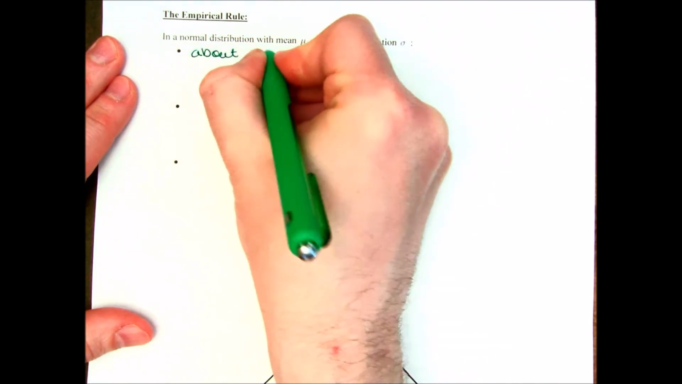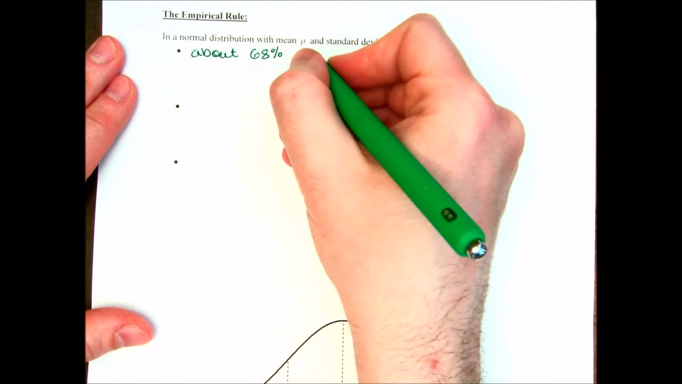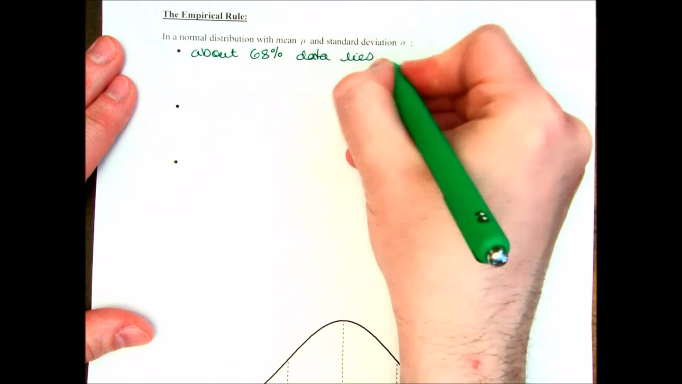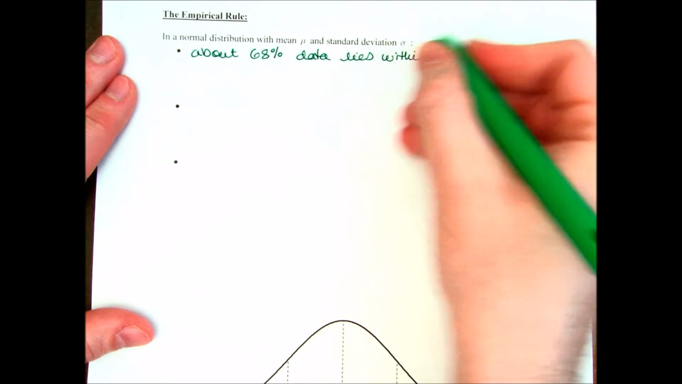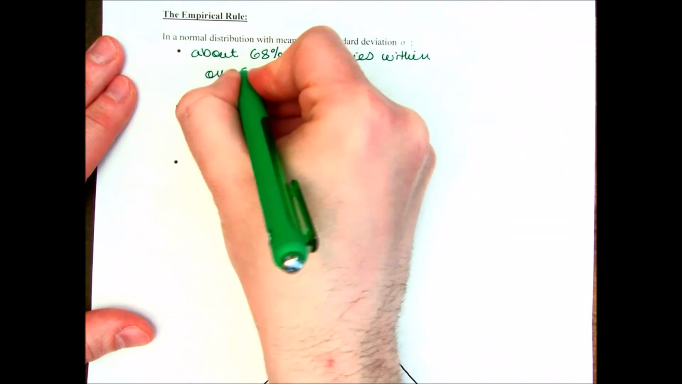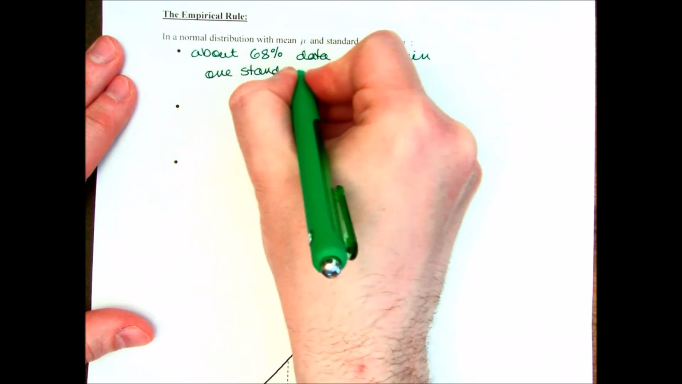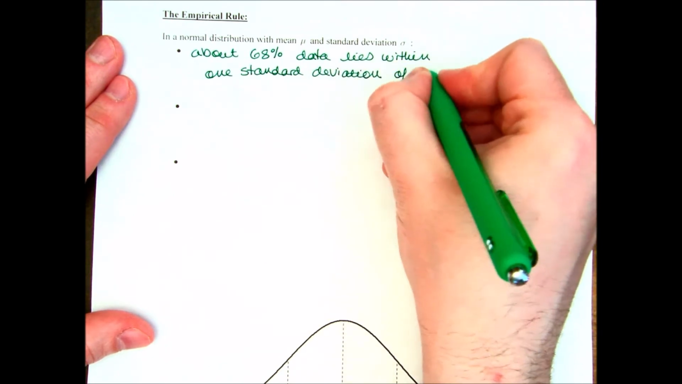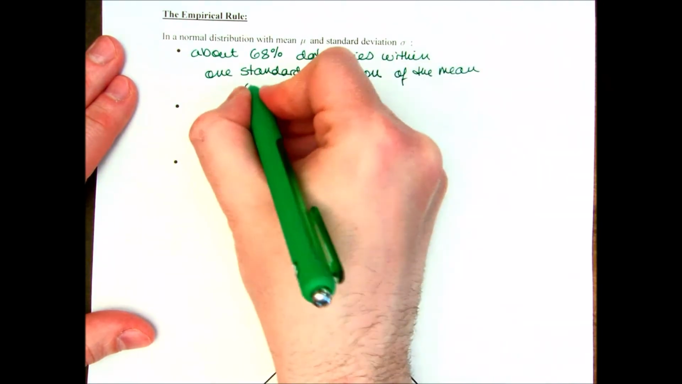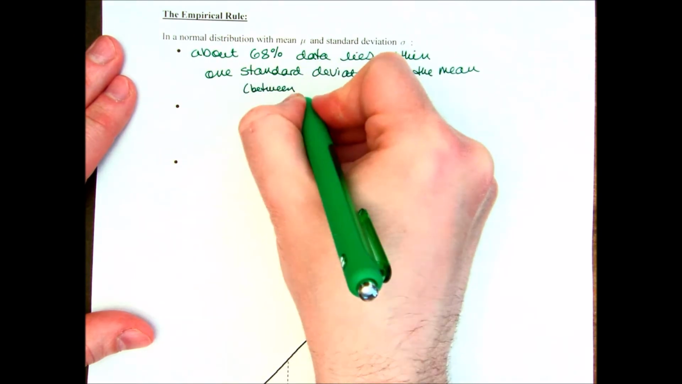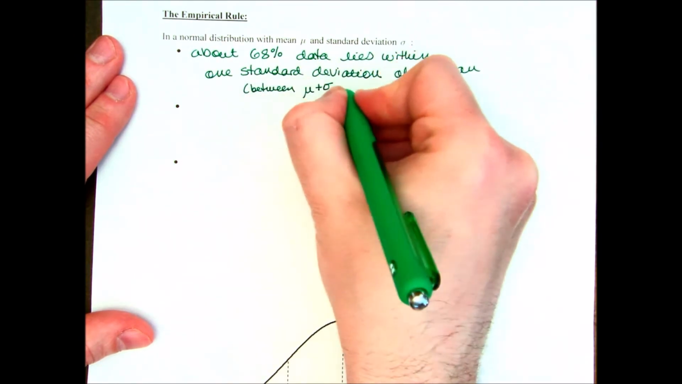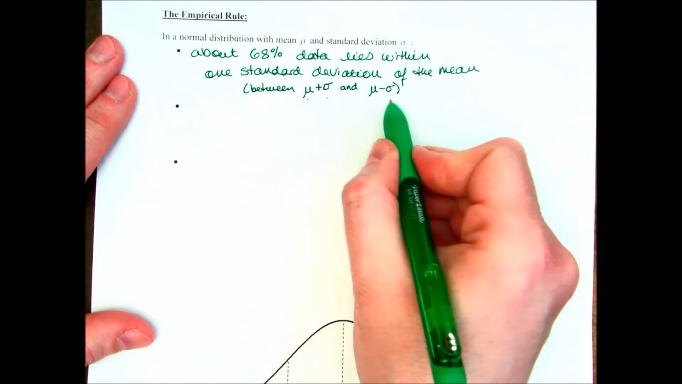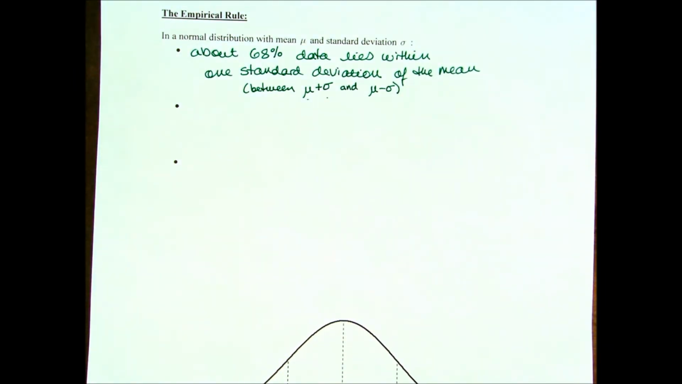68% of the data lies within one standard deviation of the mean. Or we can say this is between mu plus sigma and mu minus sigma, from one standard deviation above the mean to one standard deviation below the mean. About 68% of the data lies in this region.